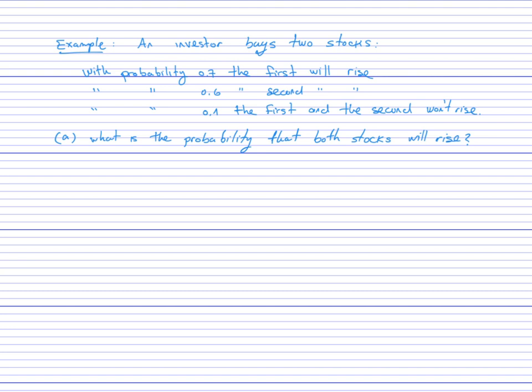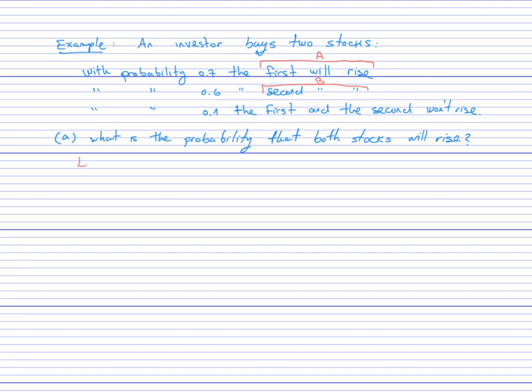Suppose that we have an investor that buys 2 stocks. We already saw a similar example. With probability 0.7, the first will rise. With probability 0.6, the second will rise. And with probability 0.1, the first and the second won't rise. What is the probability that both stocks will rise? So again, we need to denote A, B, and C. Let's denote A to be the first will rise. Let's denote B as the second will rise.